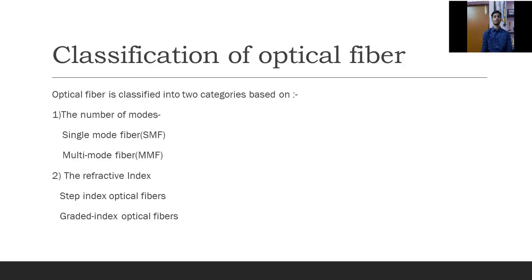So now coming to the classifications of optical fiber. Optical fibers are classified into two categories based on the number of modes and the refractive index. Under the number of modes, they are further divided into two types: single mode fiber, SMF, and multimode fiber, MMF. Under the refractive index, it is further divided into two types: step index optical fiber and graded index optical fiber.